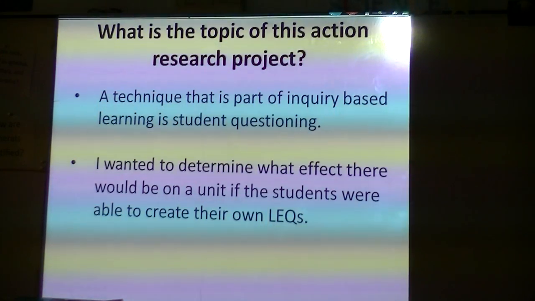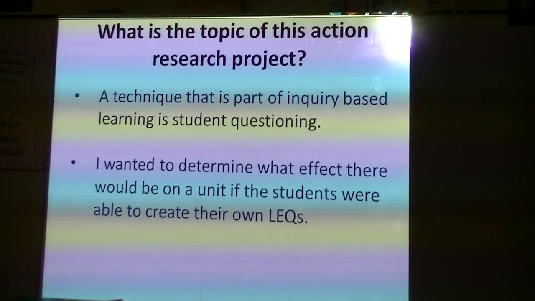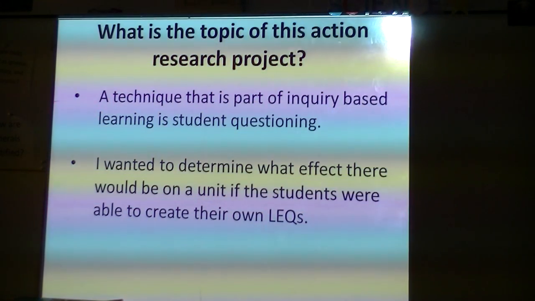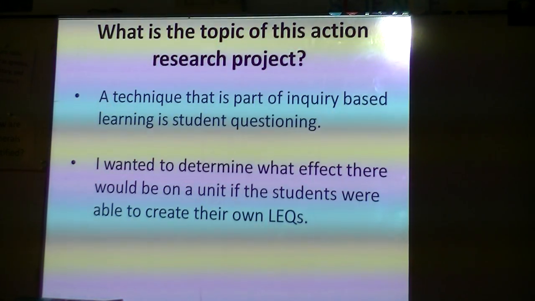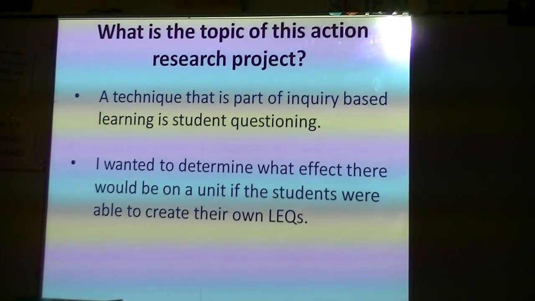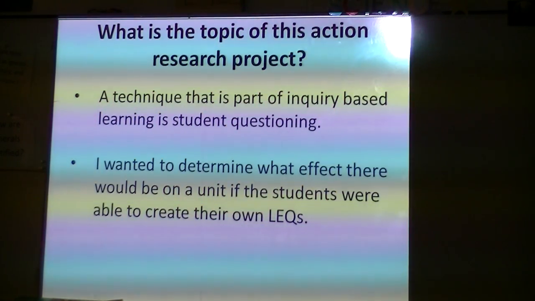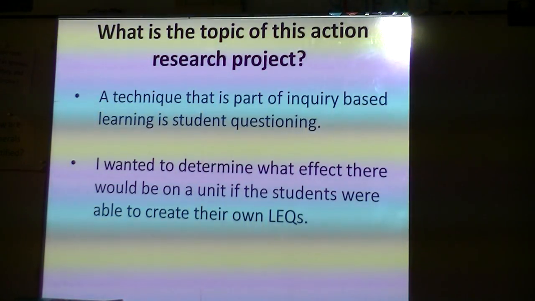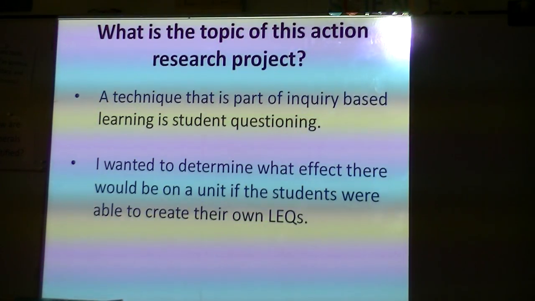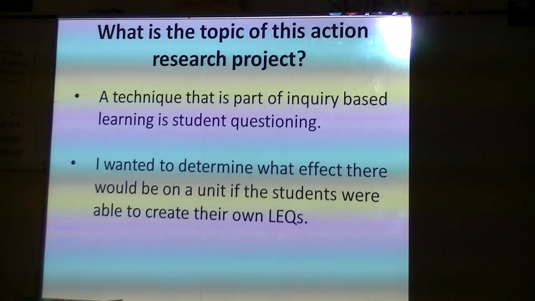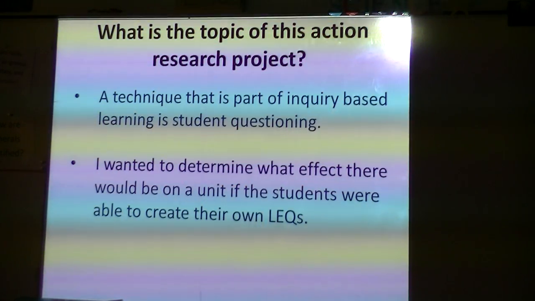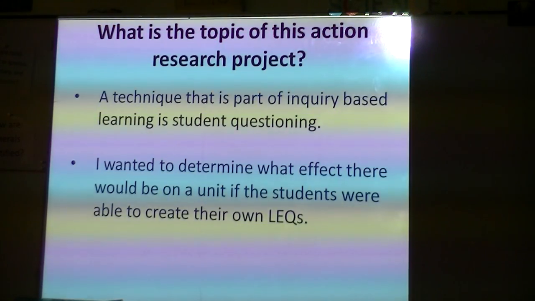So what is the topic of this action research project? A technique that is part of inquiry-based learning and student questioning. I wanted to determine what effect there would be on a unit if students were able to create their own LEQ questions, lesson essential questions, instead of the ones that the district has provided for us.